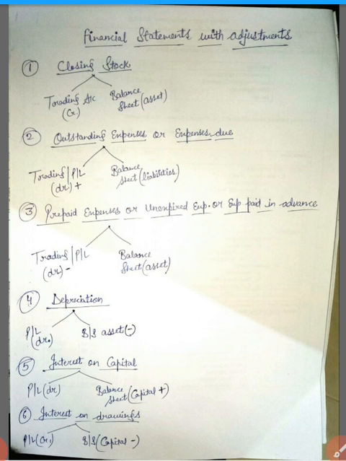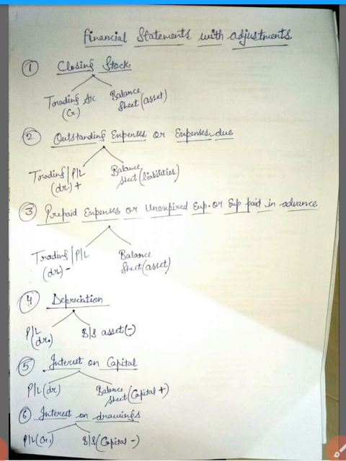Now tell me, what is the basic objective of preparing financial accounts? Its main objective is to find out the actual profit and loss of the business and to get the financial position of the business for a particular year. And this is possible only when you record all expenses and income relating to that year in the accounts.